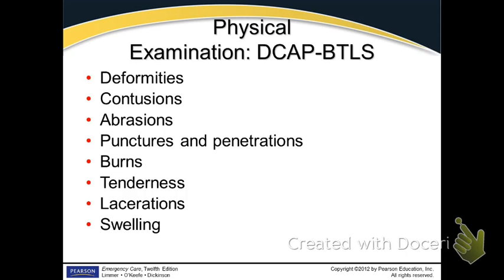This acronym here, DCAP-BTLS, you just need to remember that in the trauma patient, this is what you're looking for. You're looking for deformities, contusions, abrasions, punctures or some type of penetration, wounds, burns, tenderness, lacerations, and swelling. So when you're doing your trauma assessment skill, on the board or on your blank piece of paper, go ahead and write DCAP-BTLS down.